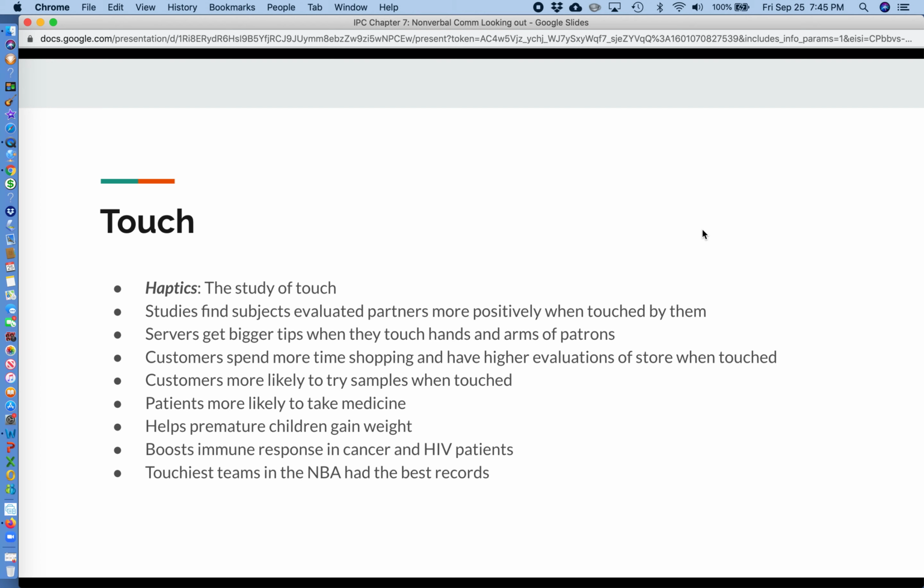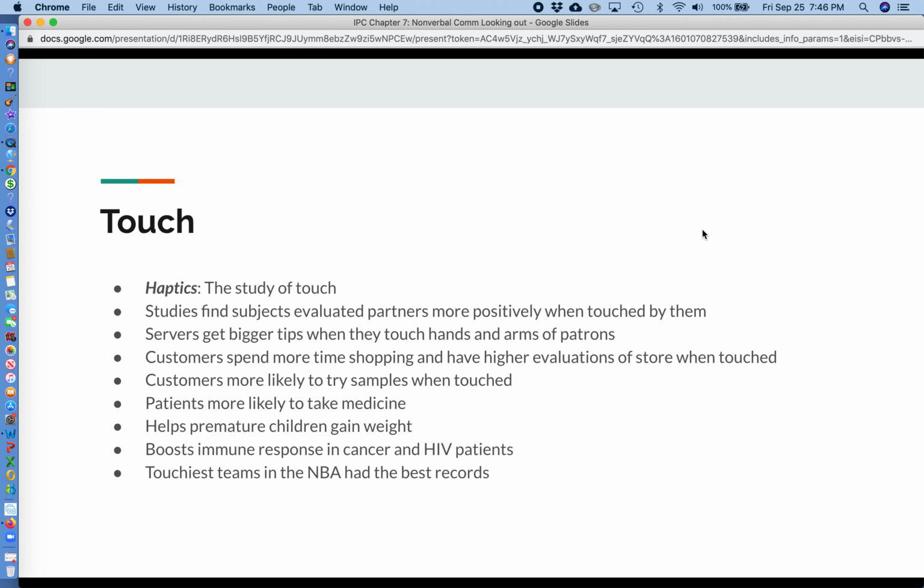For example, we know that people evaluate their partners more positively when they're touched by them. So if you touch your wife or your husband or your boyfriend or girlfriend, generally they're going to think more positively of you. We know that waiters and waitresses get better tips when they touch the hands and arms of their customers. We know that customers spend more time in stores and offer higher evaluations of those stores when they're touched by the staff. We know that customers are more likely to try samples when they're touched. So those crazy people that follow you around the mall trying to spray you with cologne or perfume, they probably do better if they touched you, right? You'd probably be more likely to try their perfume.